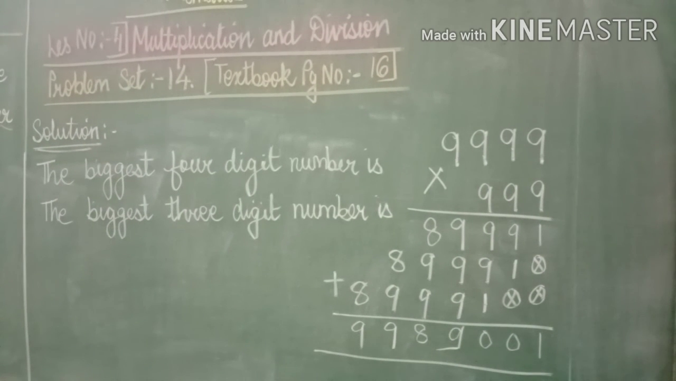So the final answer, the final product will be 99 lakhs 89,001. I hope this was the easiest solution, because the digits which are up are the same digits which are down, so we got the answer directly. Now let's start with the 10th solution.